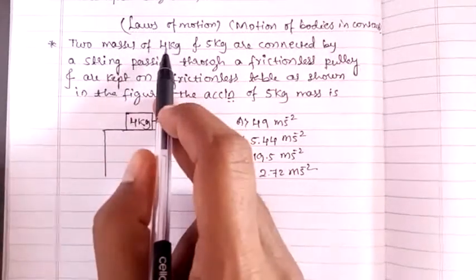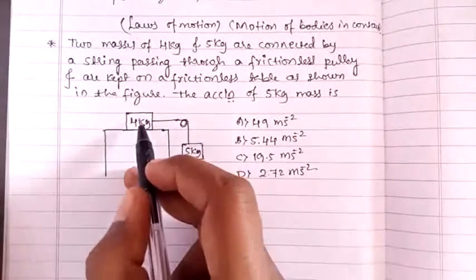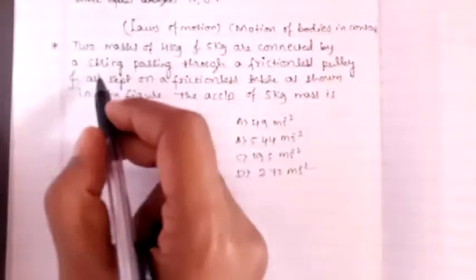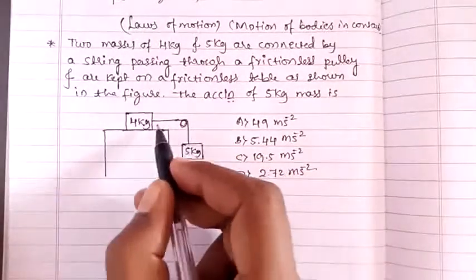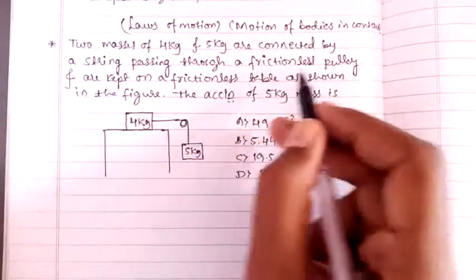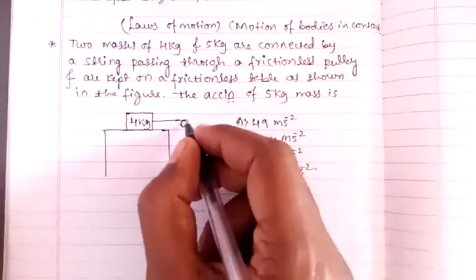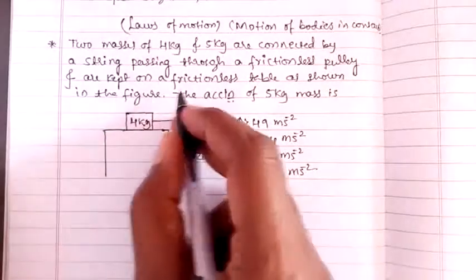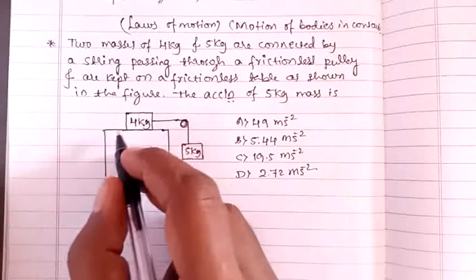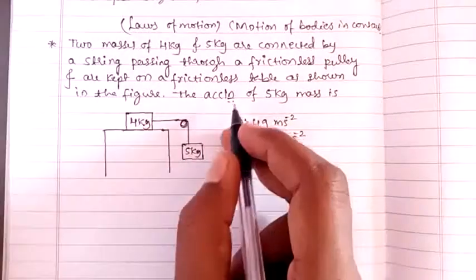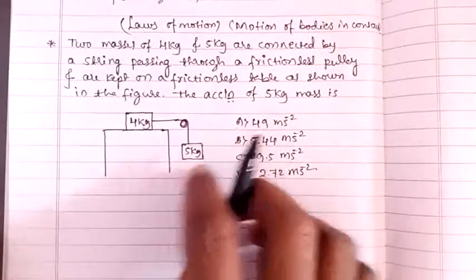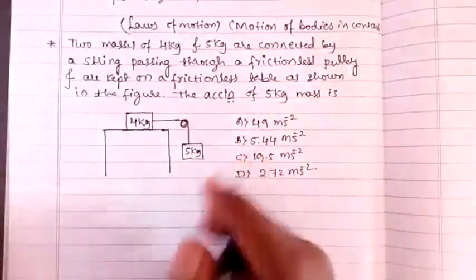Two masses of 4 kg and 5 kg are given here. They are connected by a string passing through a frictionless pulley, and are kept on a frictionless table. This 4 kg is kept on the frictionless table, as shown in the figure. We are going to find the acceleration of this 5 kg mass.